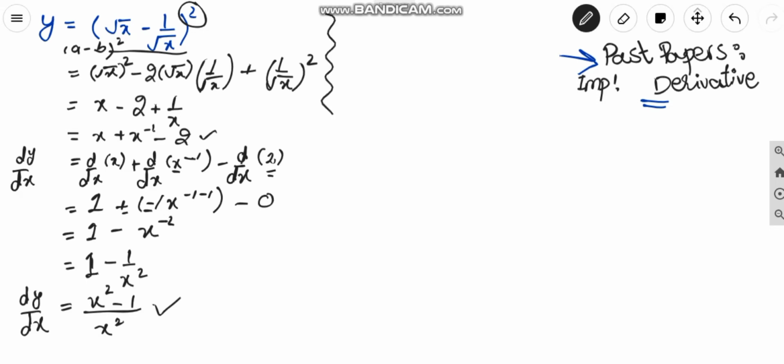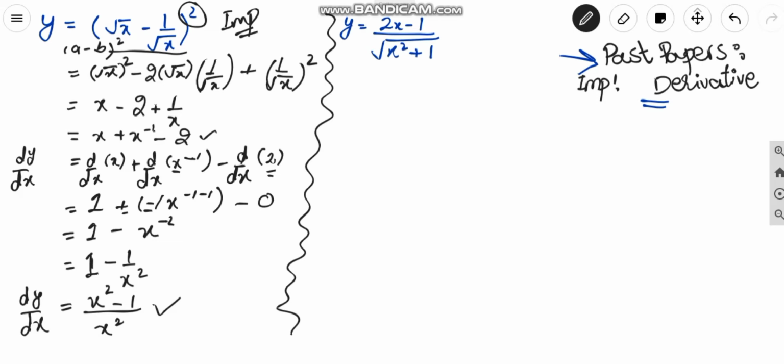Let's discuss another important question from your past paper. You can see that, let's imagine this is the first function and this is the second function. Using the quotient rule you can easily solve it, because the quotient rule is applicable on a function like f of x over g of x. This question is of the type f of x over g of x, so you can use the quotient rule to solve it. What is the quotient rule?